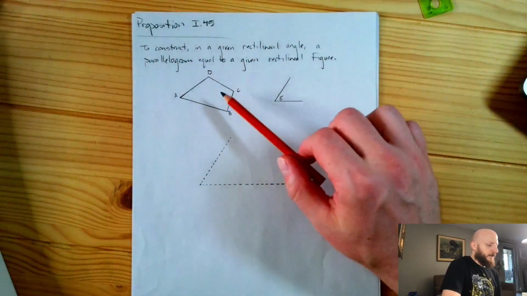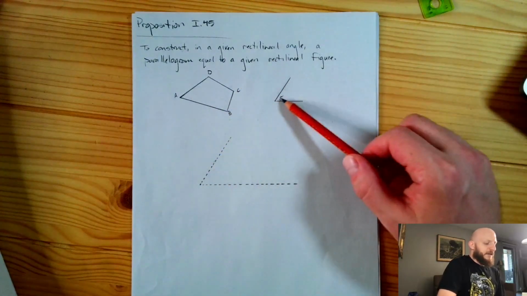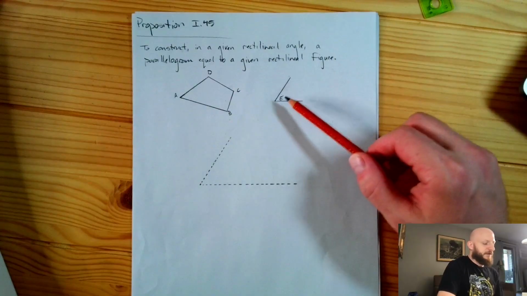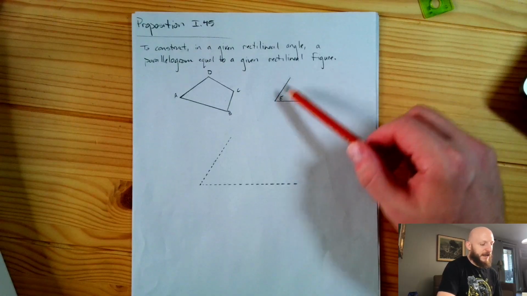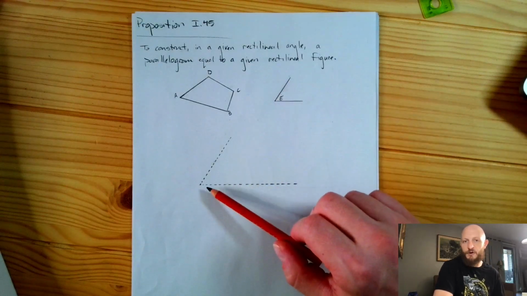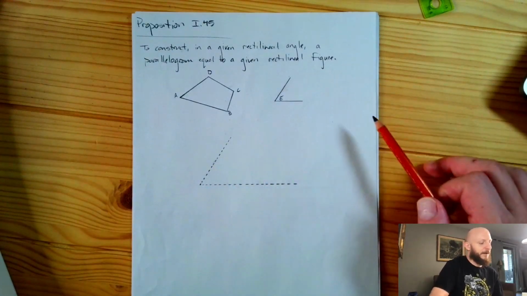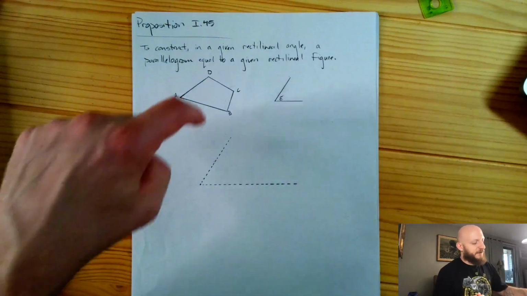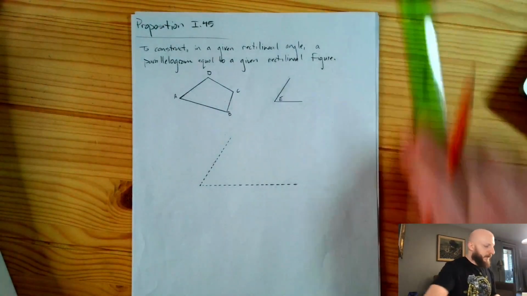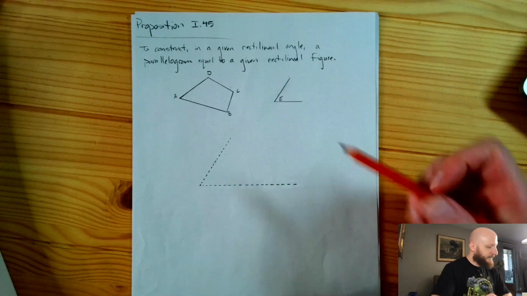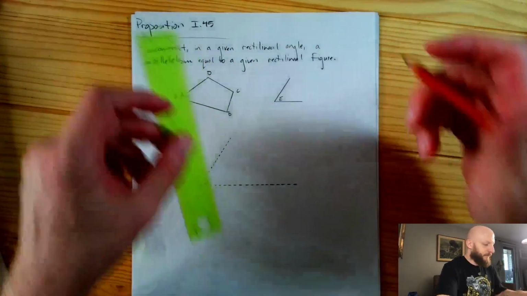So here's our figure, ABCD. It's 4-sided. The angle E is what we're given, so we need to create a parallelogram that is contained within angle E. Here's what I've already done. Here's angle E down here, where I'm going to build my parallelogram. And the parallelogram has to have an area equal to ABCD. Okay, so the very first step is, in our ABCD, let DB be joined.